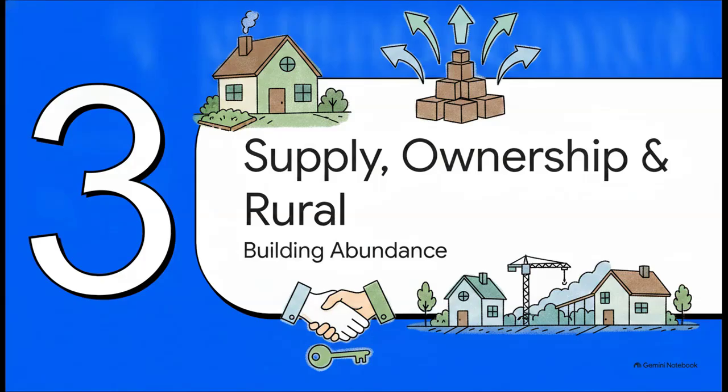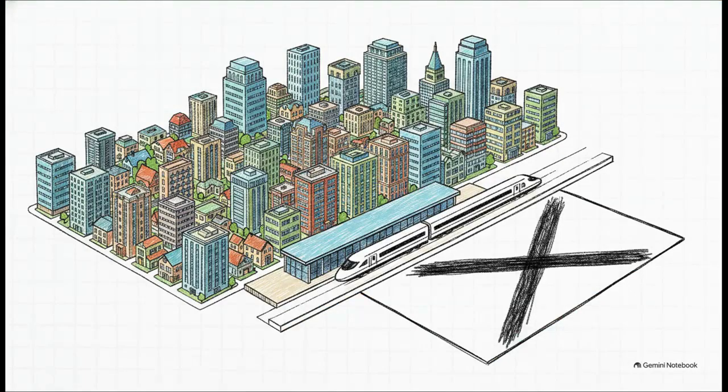Moving on to Section 3, Supply, Ownership, and Rural, Building Abundance Across America. You know, housing abundance basically comes down to supply. And to get that supply, we have to rethink how we build. The Act aggressively rewards pro-housing reforms near transit to knock down old exclusionary barriers. We're talking about real incentives to reduce parking minimums, allow by-right housing approvals, shrink minimum lot sizes, and push up height limits so communities can actually grow.